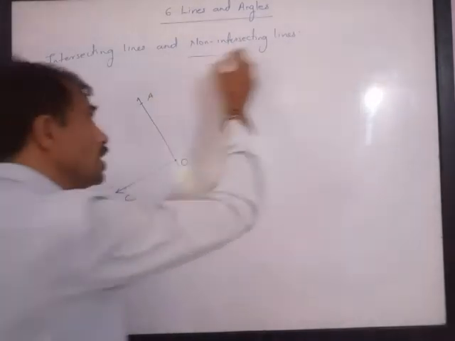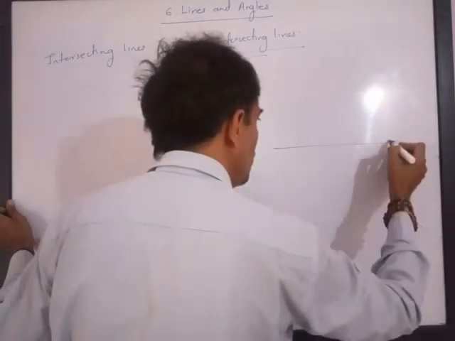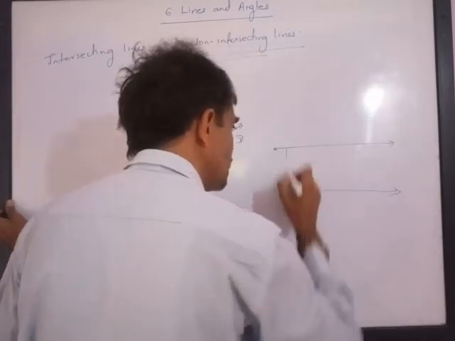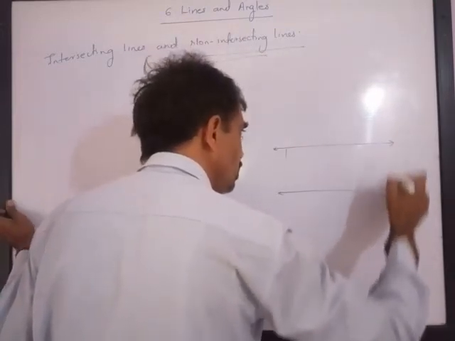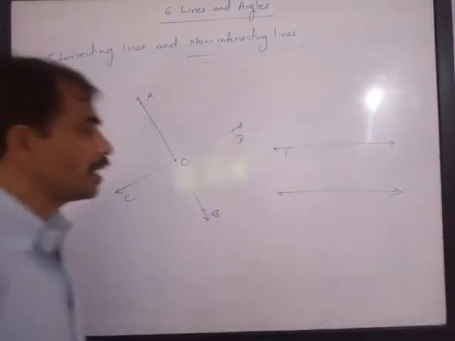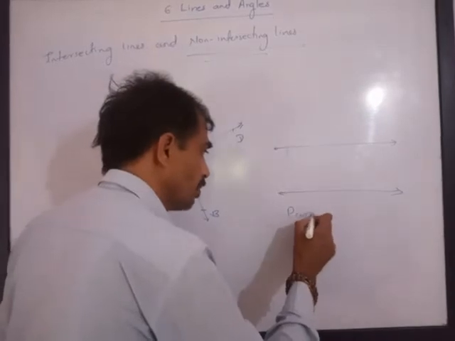Now next is non-intersecting lines. Please note here, if these two lines are at the same distance throughout, then these are parallel lines. Parallel lines.